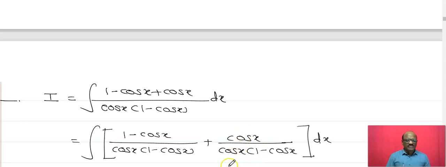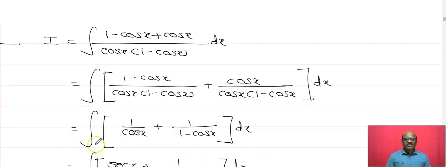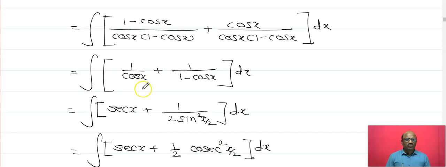Now these cos get cancelled. Then what you will get is integral of 1 minus cos x, and 1 minus cos x again gets cancelled. You will get integral of 1 upon cos x plus 1 upon 1 minus cos x. Okay. Now next, 1 upon cos x means what? Sec x. And what about the 1 upon 1 minus cos x? It's 2 sin square x by 2, and it will become 1 upon 2. 1 upon sin square x by 2 means what? Cosec square x by 2.